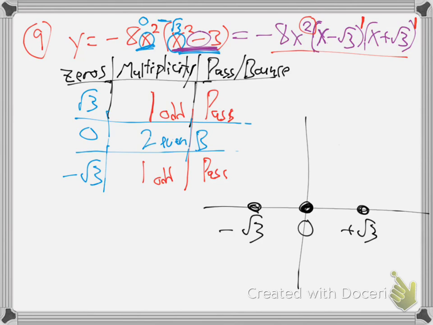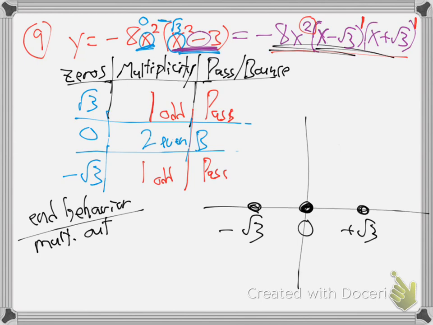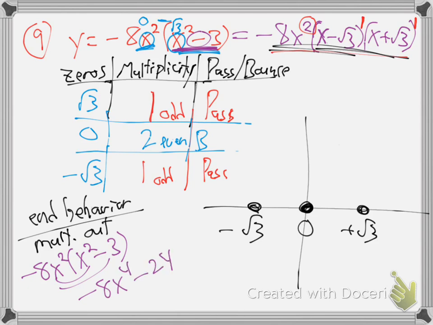So find the end behavior now. Let me give you a second to finish that up. All right, so what's the end behavior? Yeah, end behavior, remember how you determine that? You multiply out the original. So if I take this thing here, let me just write it real quick, and I multiply that out. So minus 8x squared times x squared minus 3. This one's easy enough, I could actually just FOIL it, right? Boom, boom. You're just going to get minus 8x to the 4th power plus 24x squared.